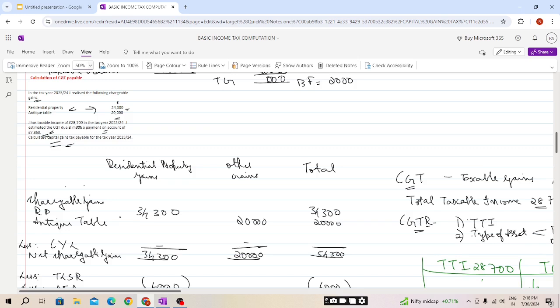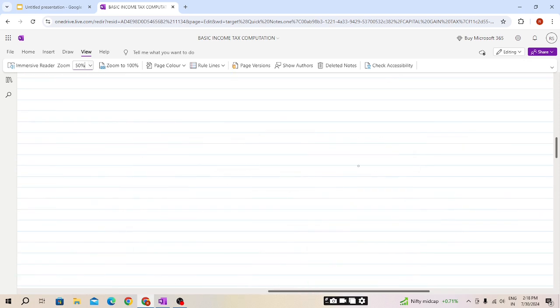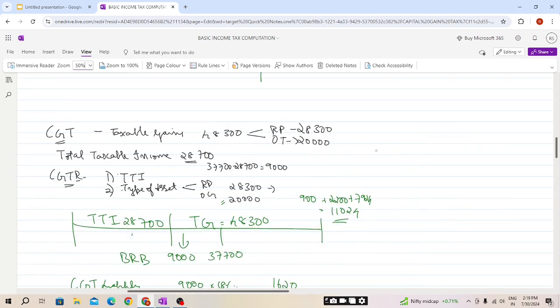This is the format which we have already learned. But for other gains, you need to reduce the AEA from residential property first, then other gains, because it is taxed at a higher rate. That I hope is clear. Then, students, coming to the order of calculating the tax and the identification of the tax rate, we need to first see the total taxable income and then the type of asset disposed. If the type of asset disposed is residential property, then the residential rate will apply. Normal asset, other assets, other rates will be applicable.